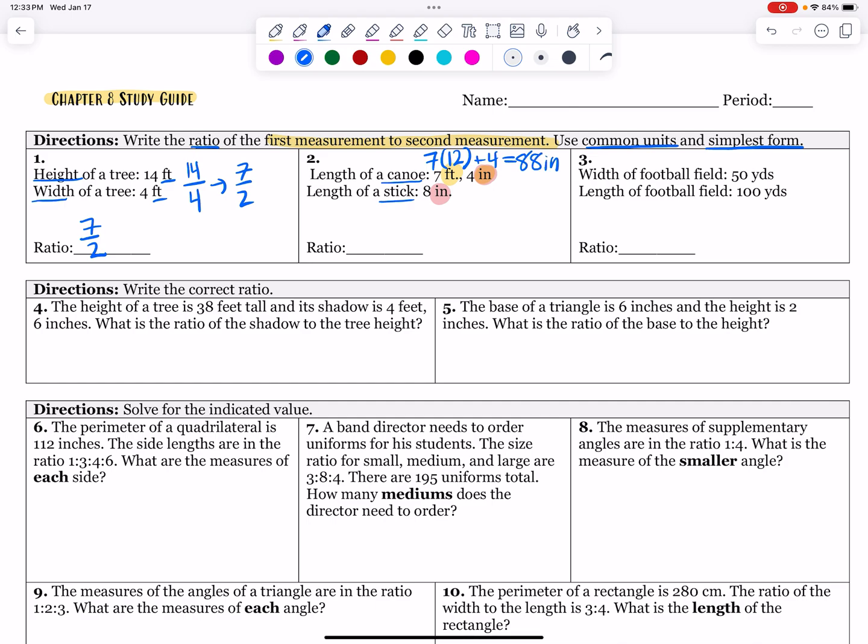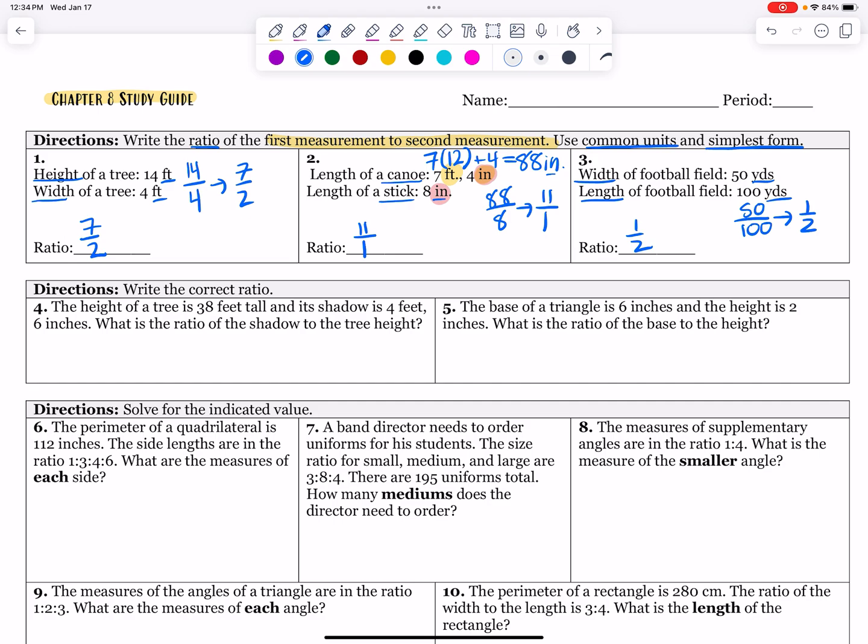And so now I can write a ratio because these are both in inches, and I can compare the length of the canoe to the length of the stick by doing 88 over 8, which reduces to 11 over 1. So my ratio of the length of the canoe to the length of the stick is 11 to 1. All right, now we want to compare the width of the football field to the length of the football field. Thankfully, these are both already in yards, so I'm just going to say 50 to 100, again the first to the second, which reduces to a 1 to 2 ratio.